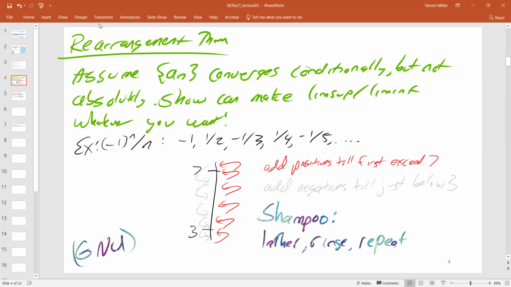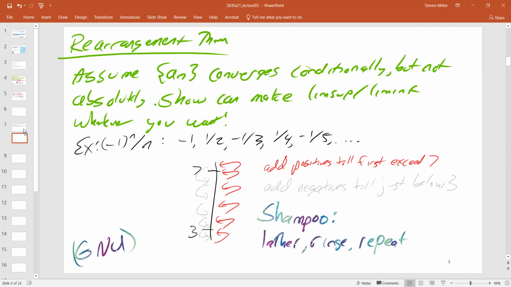Yes? What does it mean to converge conditionally? So to converge conditionally means if I sum the terms in the order given, it converges. To converge absolutely means if I put in the absolute value, then it converges. And so there are a lot of functions that converge conditionally, but not absolutely, a lot of sequences and series.